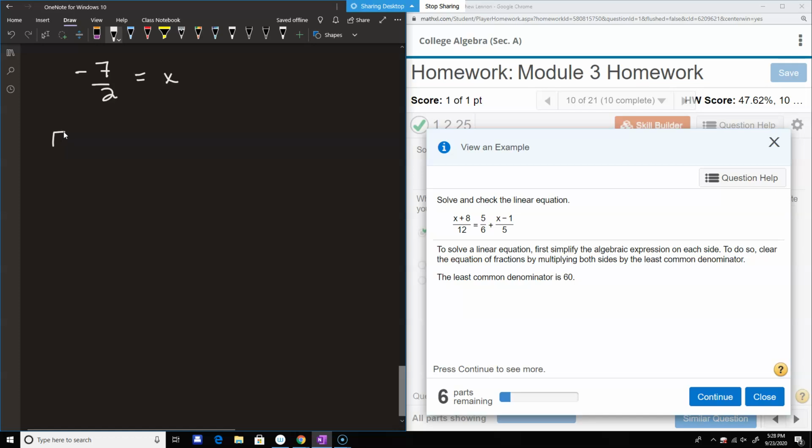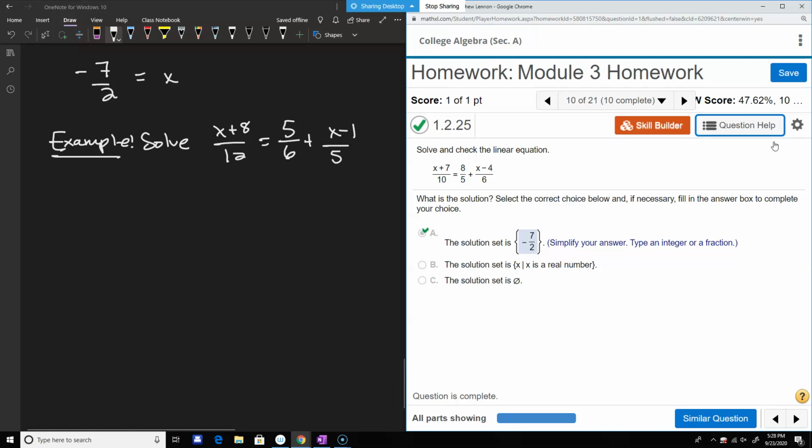So, example, solve (x plus 8)/12 equals 5/6 plus (x minus 1)/5. In this case, we would go through the same routine. You want to look at 12, 5, and 6 and see what is a number that is a common multiple to all of those.